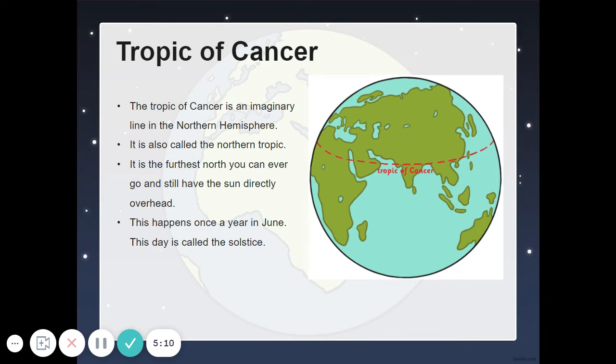Right, Tropic of Cancer, which is this imaginary dotted line just around here. The Tropic of Cancer is an imaginary line in the Northern Hemisphere. It is also called the Northern Tropic. It is the furthest north that you can ever go and still have the sun directly overhead. This happens once a year in June, and the day is called the solstice.